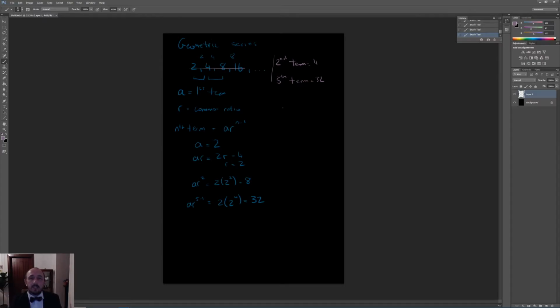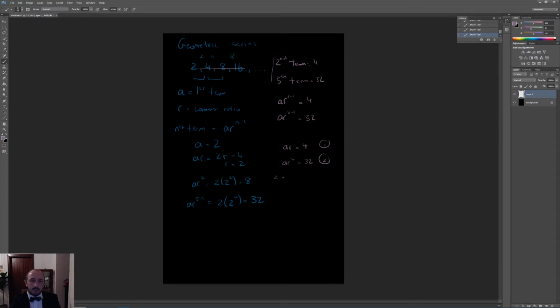So in this case we would have to use simultaneous equations because we have two unknowns. We don't know what the first term is or the common ratio, but we do know that the second term, which is represented as AR to the power of 2 minus 1, is 4, and AR to the power of 5 minus 1 is going to be equal to 32. So our two simultaneous equations are AR equals 4 and AR to the power of 4 equals 32. Now where do we go from there? Well, we can substitute in for A or for R, or we can just divide these two equations and we will be able to get these straight away.